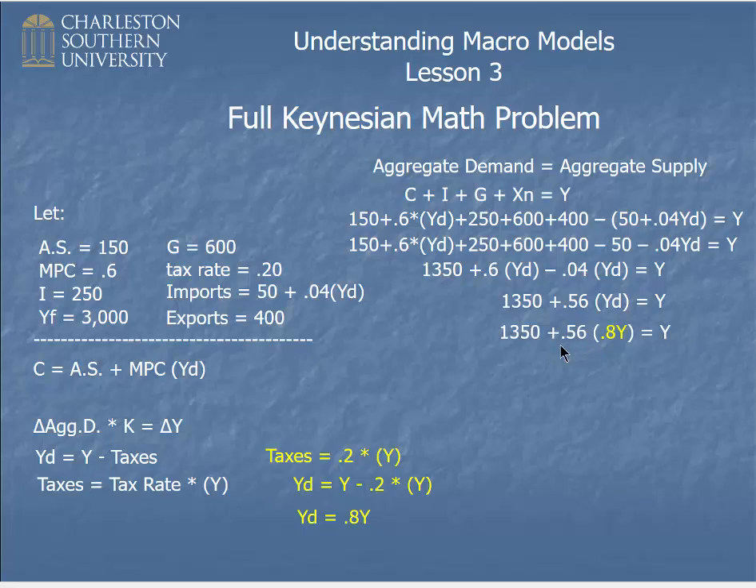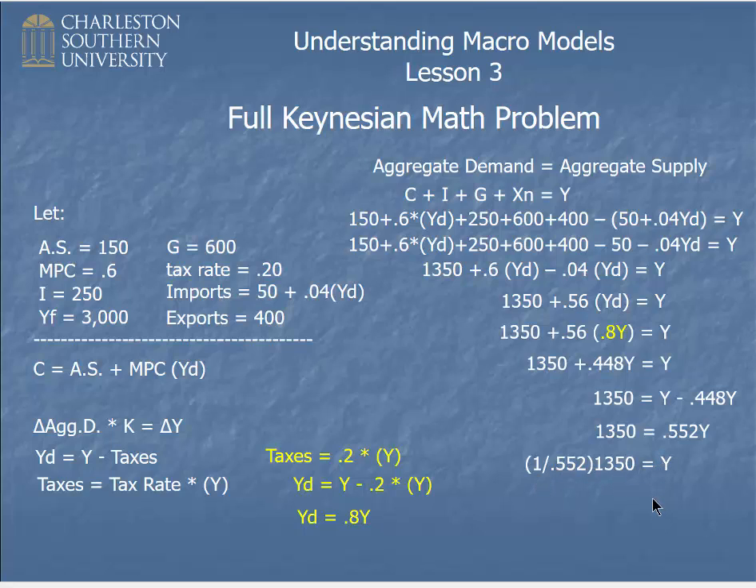Now I'm going to do this distribution right here. So I get 1350 equals 0.448Y, right? See, I got rid of YD, now I'm in Y. Now I'm going to subtract this from both sides. So I get 1350 equals Y minus 0.448Y. Then I'm going to do this little arithmetic. So 1350 equals 0.552Y. Then I'm going to divide both sides by this, but I'm going to stick it over on the left, right? I'm going to leave it like this, times 1350 equals Y.